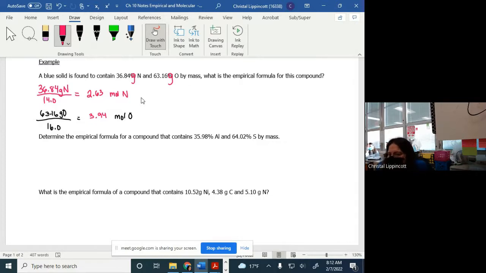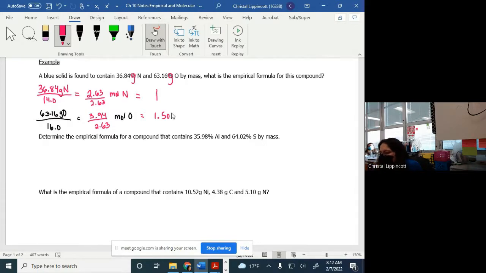Step 4, you're going to find the lowest mole value here. So which one's lower, nitrogen or oxygen? Nitrogen. You're going to divide everything by its mole amount. Okay. So this one's pretty easy. That's a 1. And here I end up with 1.50.